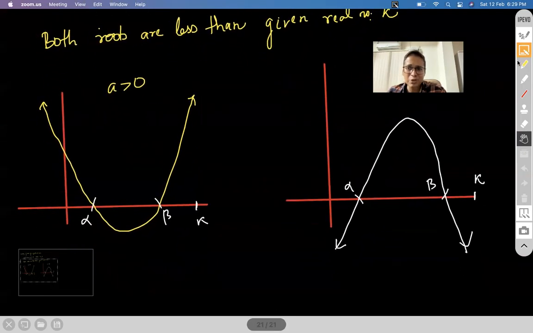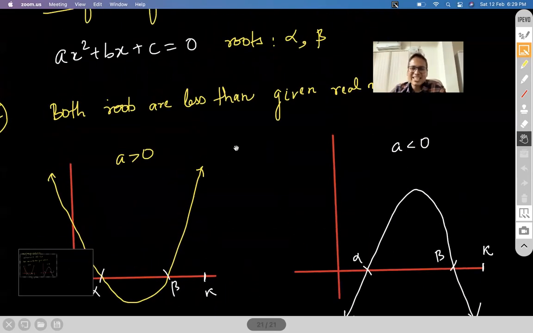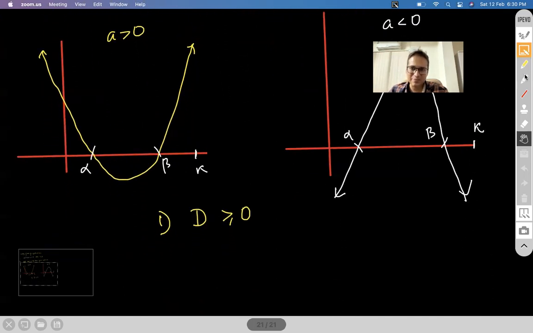Okay. Now, as per you, what should be the conditions that must be satisfied? For me, the first condition that must be satisfied is your discriminant must be greater than or equal to zero. And I'm sure all of you would agree with me on that. Why? Why must the discriminant be greater than or equal to zero? If you're saying your roots are lesser than a given real number, they must exist first of all, no? Without existing, how can you say that a number is lesser or greater than the other number? So your roots must exist first of all, correct? So this is the number one condition.